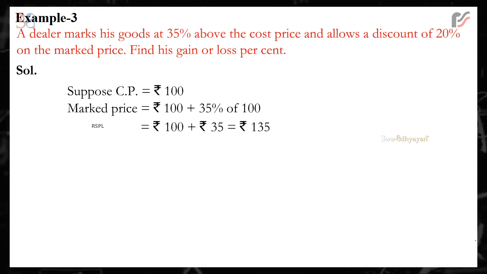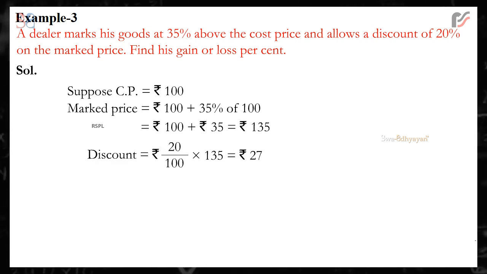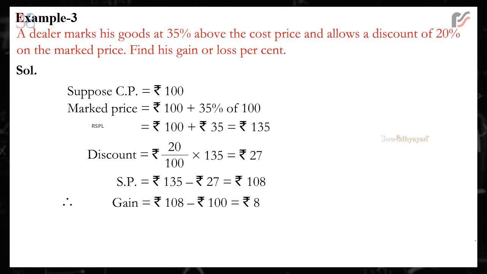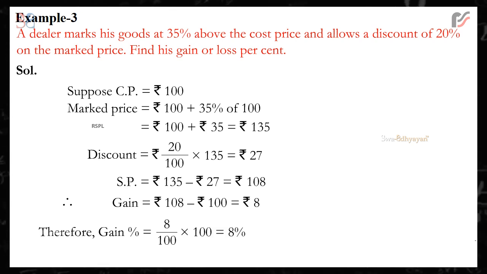is equal to Rs 135. Discount is equal to Rs 20 upon 100 into 135 is equal to Rs 27. SP is equal to Rs 135 minus Rs 27 is equal to Rs 108. Therefore, gain is equal to Rs 108 minus Rs 100 is equal to Rs 8. Therefore, gain % is equal to 8 upon 100 into 100 is equal to 8%.